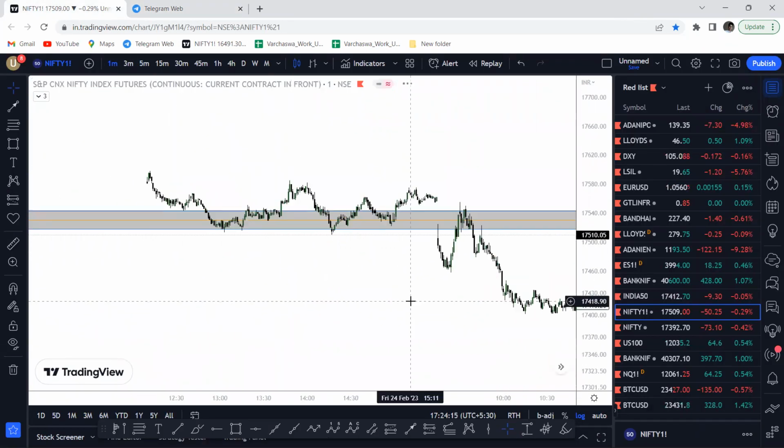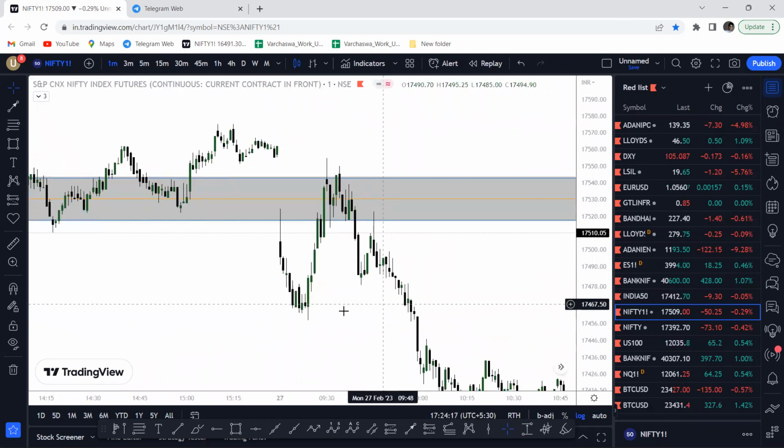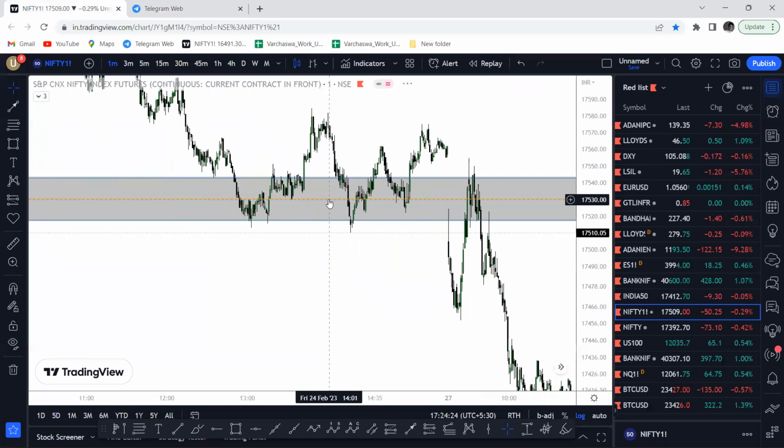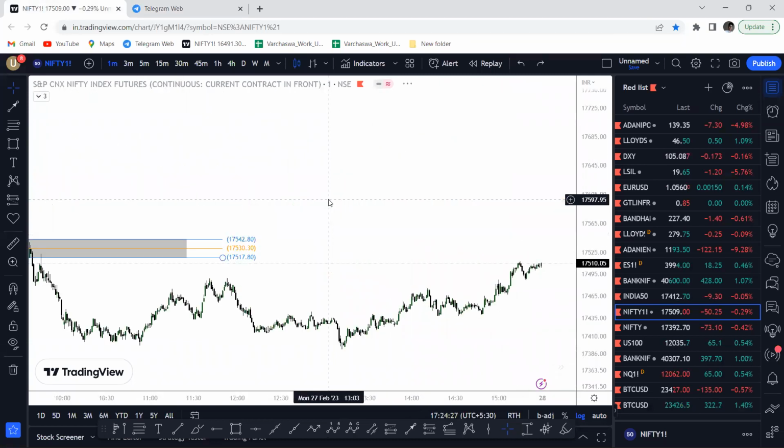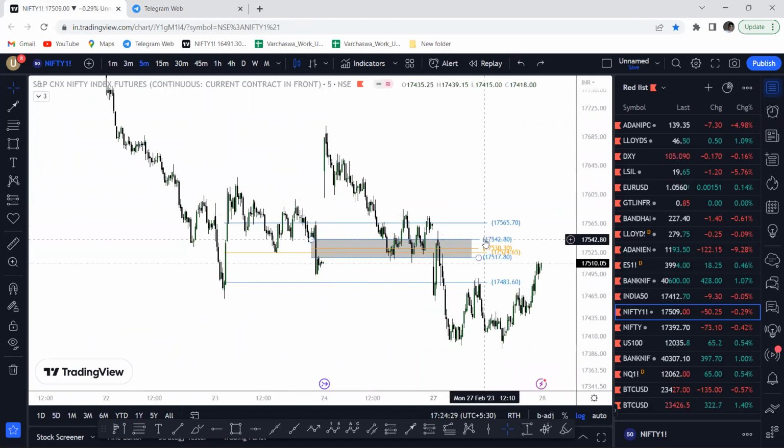As soon as the market opened, my view directly shifted to this particular 50%. What is the reason? The reason is very simple, guys.